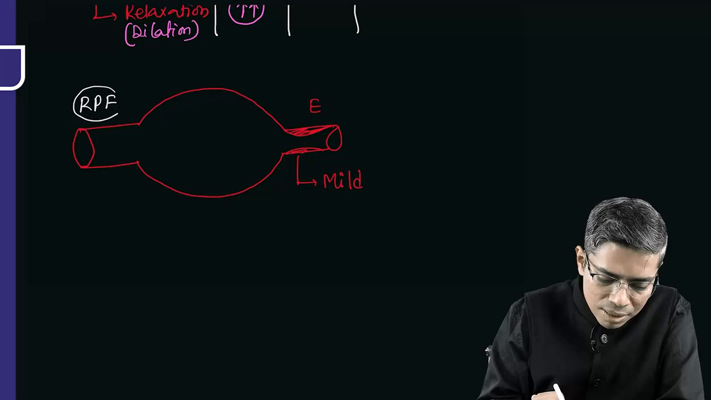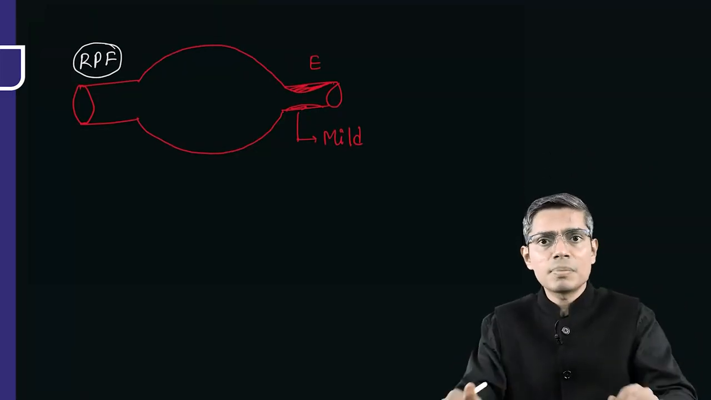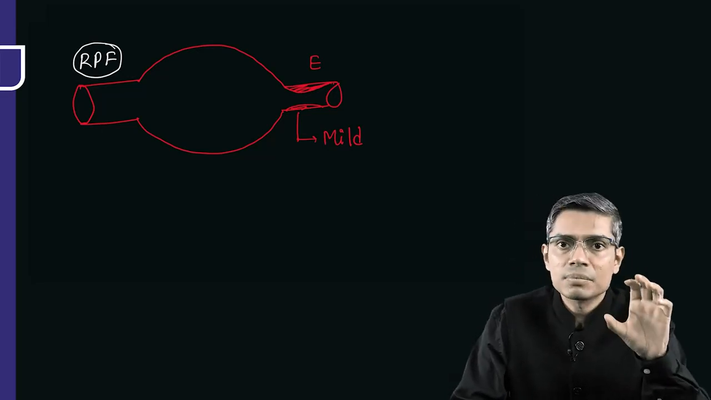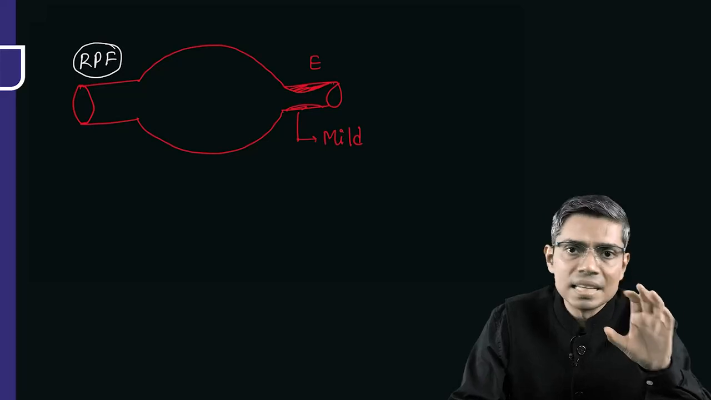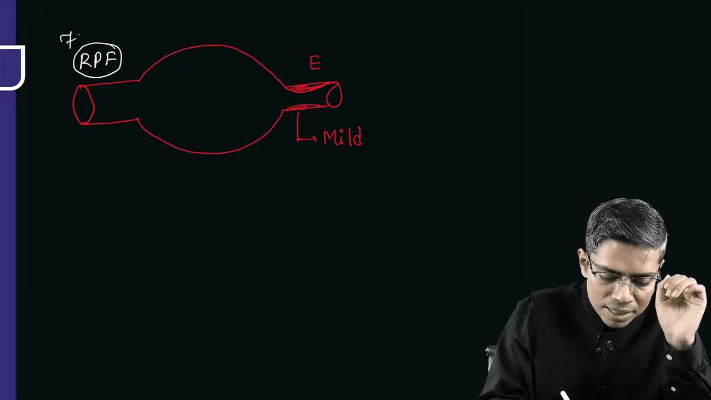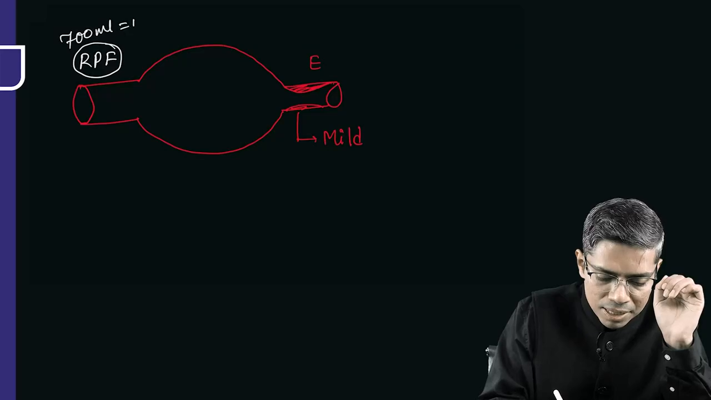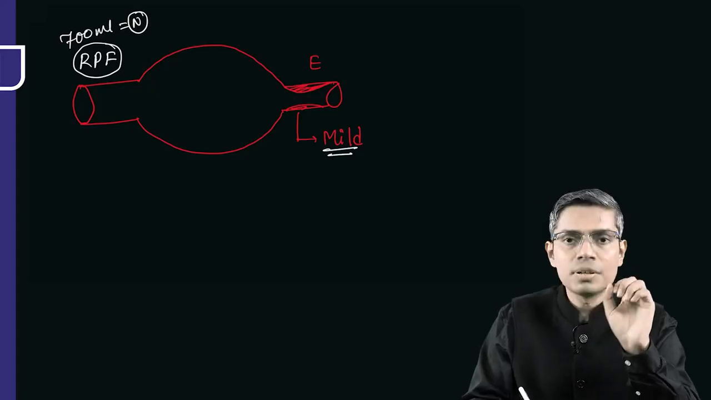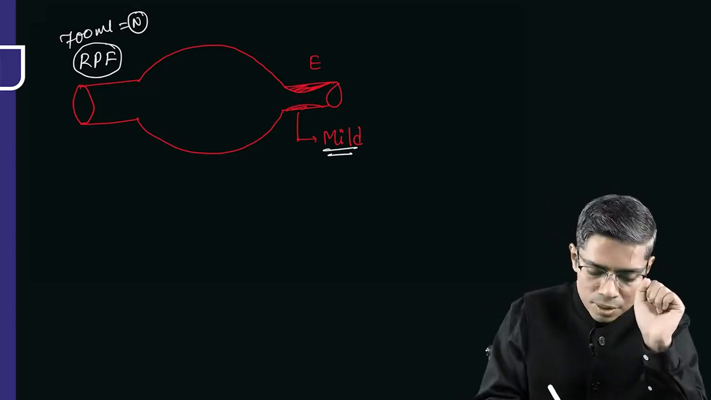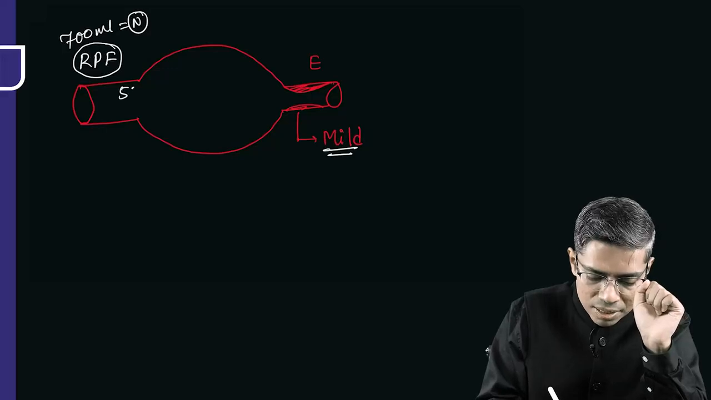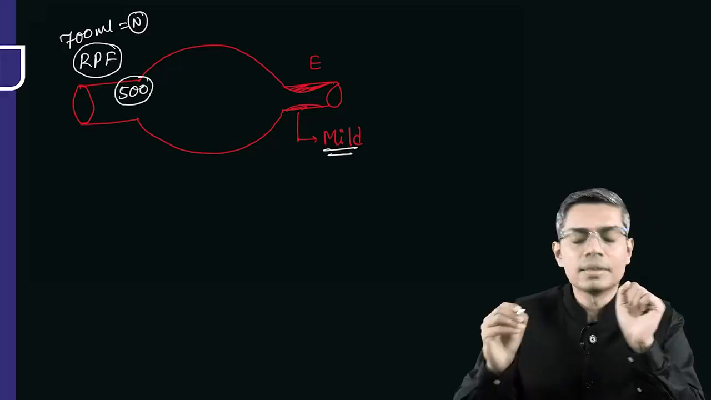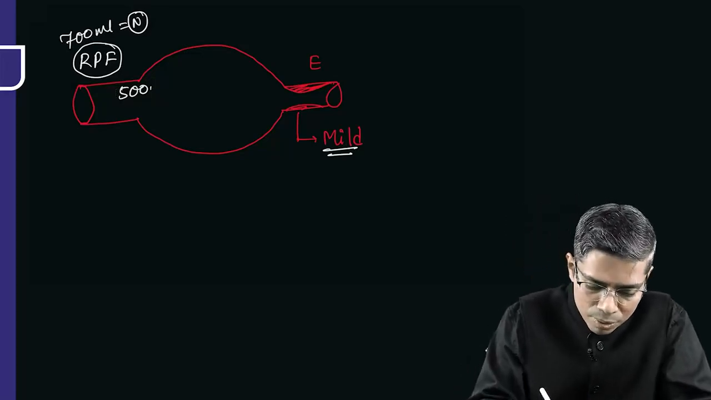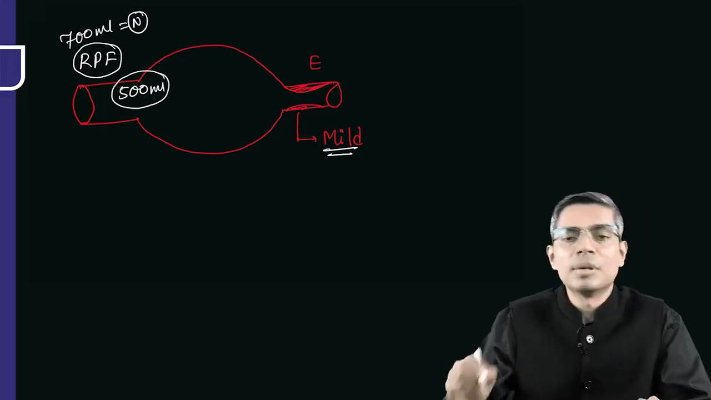You first look at the renal plasma. Obviously, there will be a reduction in the renal plasma flow. And how much? If the constriction is mild, then the reduction of the plasma flow will also be lesser. So, normally the renal plasma flow is 700 ml, that is normal. If I cause mild constriction of this efferent arteriole, there will be a reduction in the plasma flow. Suppose now this reduction is 500 ml. Okay, getting my point? Because of the reduction of this renal plasma flow, now this is 500 ml.